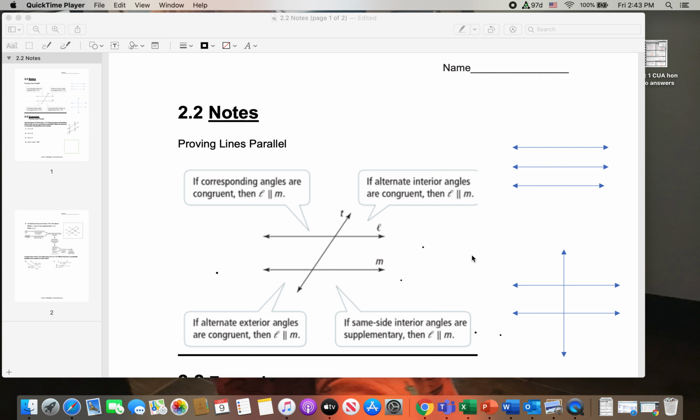Notes. You should have them on your desktop. I'll walk through how to fill them out, hopefully. Okay, so they start with words that we had last time. Corresponding angles, alternate interior, alternate exterior, same side interior.